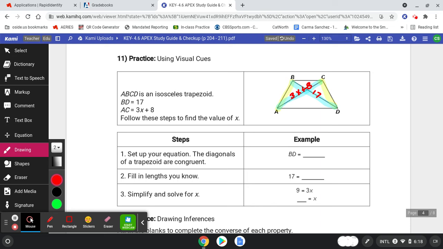Setting up your equation, the diagonals of a trapezoid are congruent. We know this now as the property. So BD is equal to 17. And we know that that 17 has to be equal to the other diagonal of 3x plus 8. So subtracting 8 from both sides gives us 9 equals 3x. Dividing by 3 on both sides gives us that x equals 3. So see how we used that the diagonals were congruent to solve?